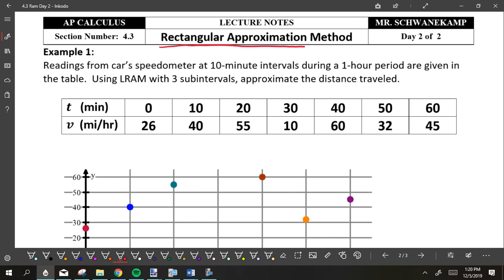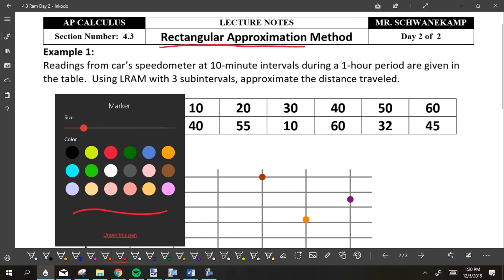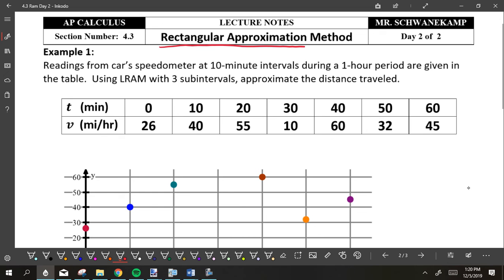So, for the first problem here, it says readings from a car speedometer at 10-minute intervals during a 1-hour period are given in the table. Use LRAM with 3 subintervals to approximate the distance traveled. So imagine what's going on here. Somebody's driving their car. At time equals 0, they look at their speedometer and it tells them 26 miles per hour. Then at 10 minutes, they look down, they're going 40 miles per hour, and so on. They're just writing them down.